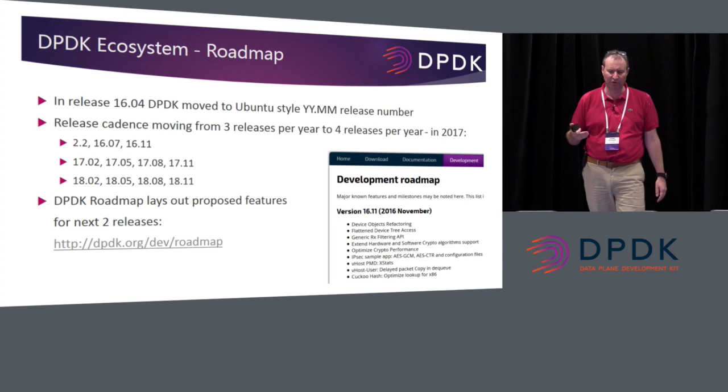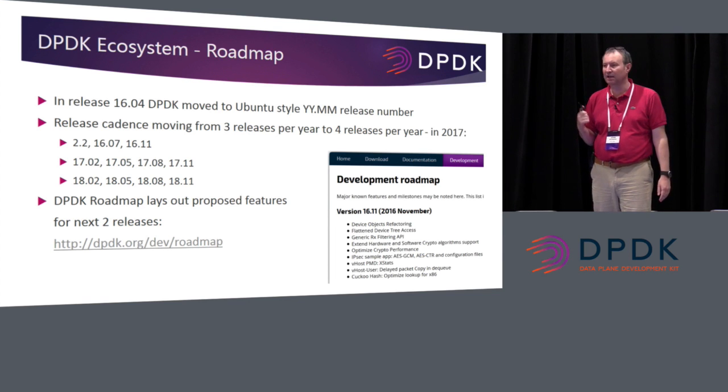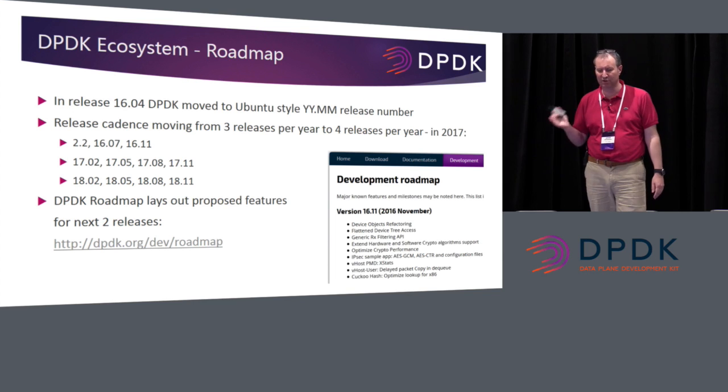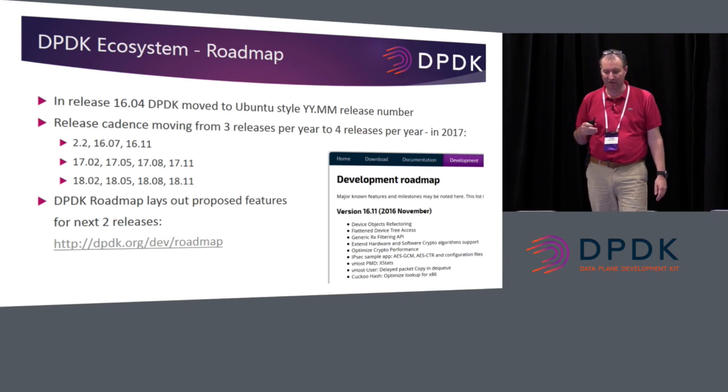Then we moved to the Ubuntu naming system, 16.07, so year 16, month 7. The next one will be coming out in, you can guess it, November. And then we have four next year. So if you miss one slot, you're guaranteed to know.